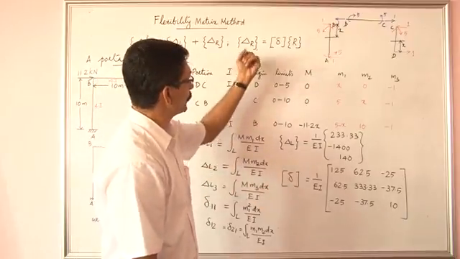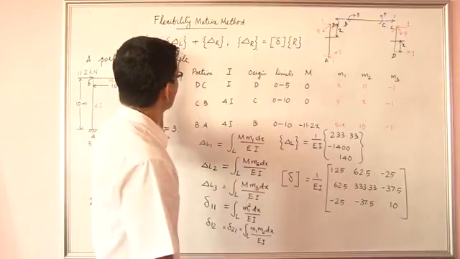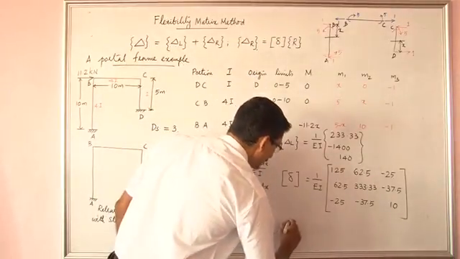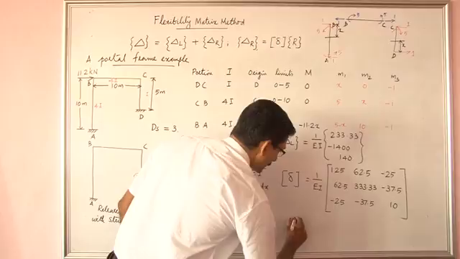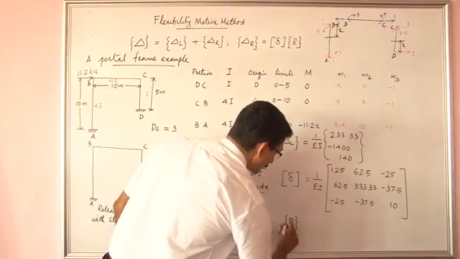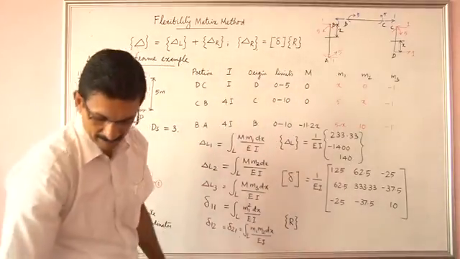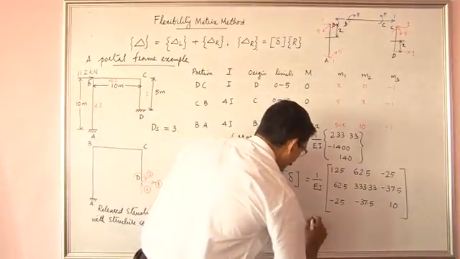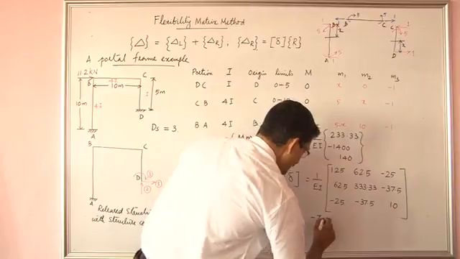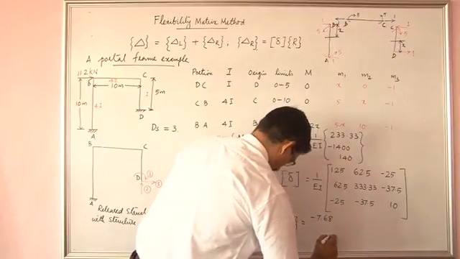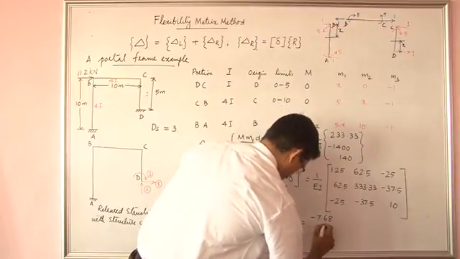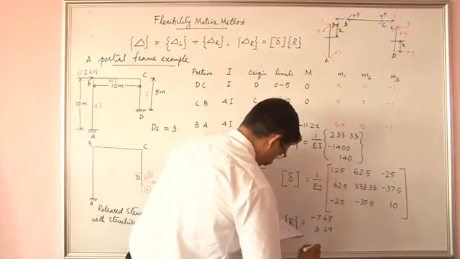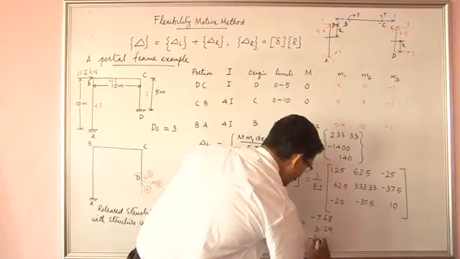Now we can go for the solution of this R from this equation. Once you solve this equation, either using simultaneous equations or by inverting the matrix delta, we are going to get R equal to minus 7.68, 3.29 and minus 20.86.